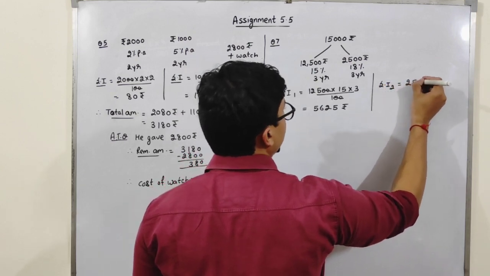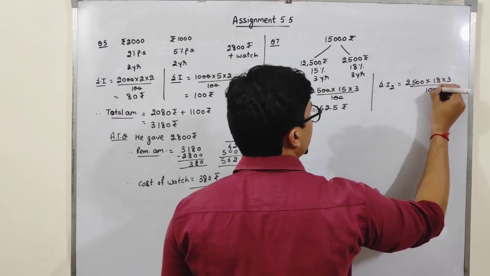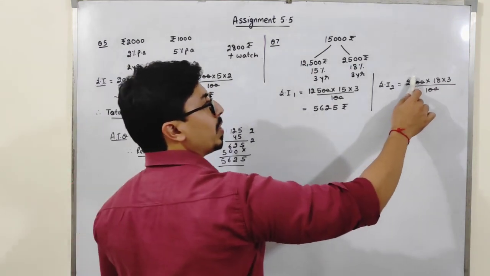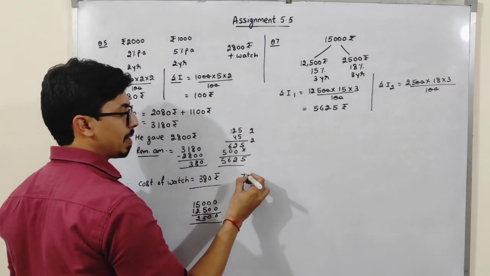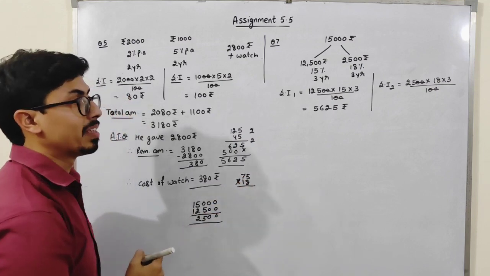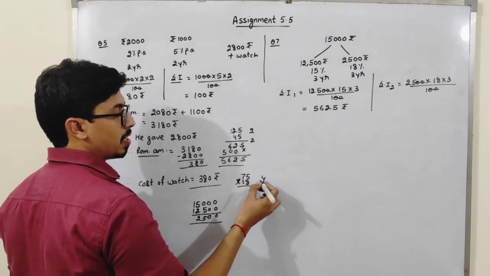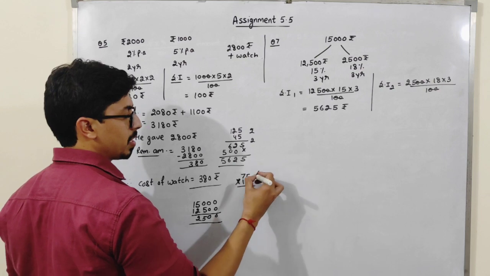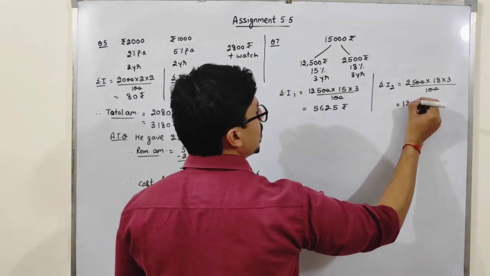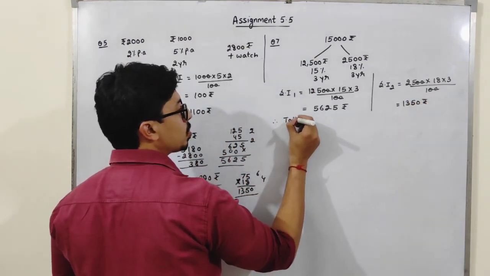So it will be 2,500 into 18 into 3 divided by 100. If I just divide these, students, 25 into 3 is 75. So just multiply 75 and 18. 8 5s are 40, 8 7s are 56, 96, 105, it is 1350. It is 1350 rupees.